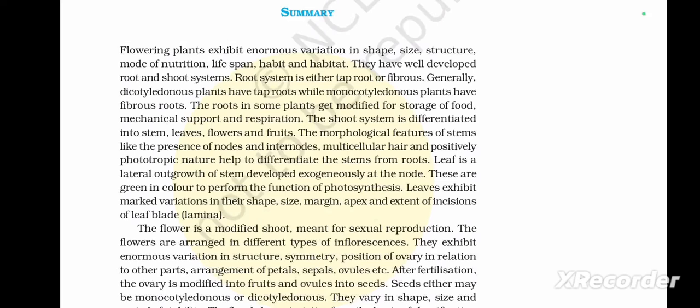The morphological features of stems like the presence of nodes and internodes, multicellular hair and positively phototropic nature help to differentiate the stems from roots. Leaf is a lateral outgrowth of stem developed exogenously at the node. These are green in color to perform the function of photosynthesis. Leaves exhibit marked variations in their shape, size, margin, apex and extent of incisions of the leaf blade, that is lamina.